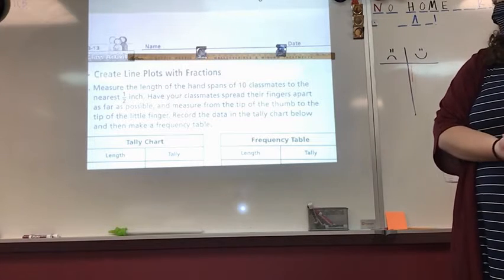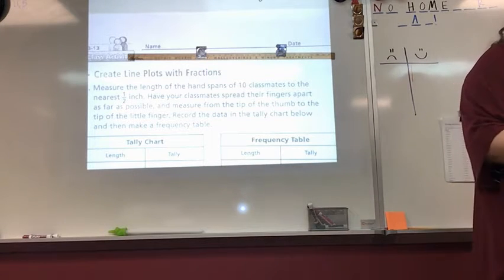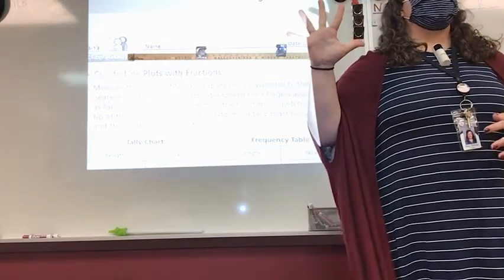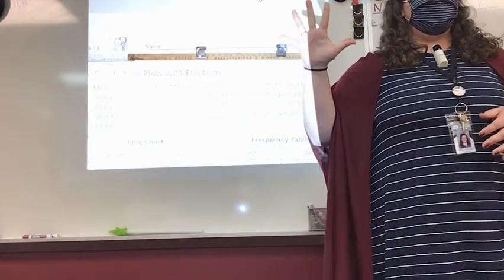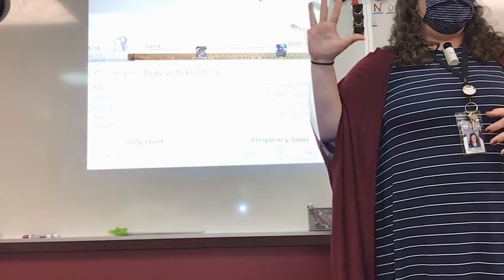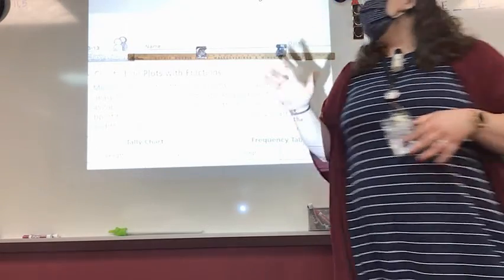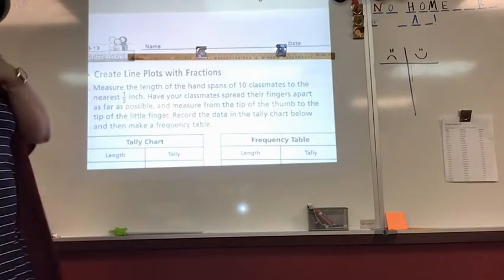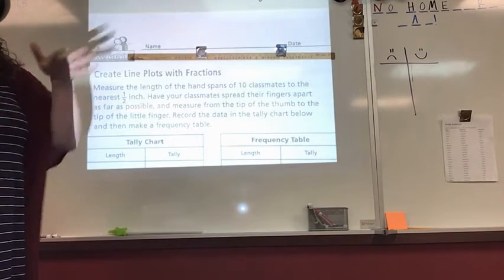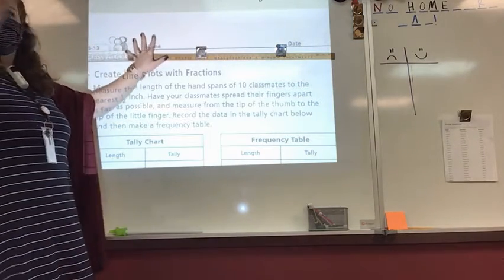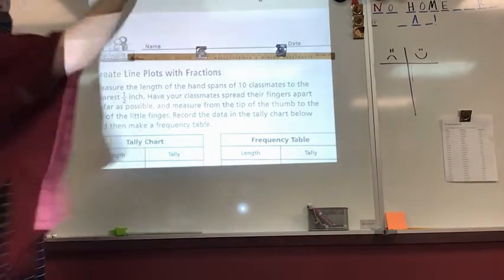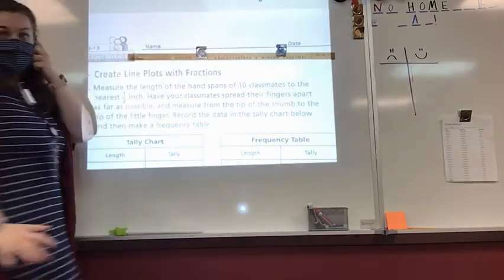Okay. When it says hand span, what it means is when you have your hand up and your fingers are stretched out, pinky to thumb. What are you measuring? Pinky to thumb. So you would line that up with a 0 on a ruler. Personally, if you're right-handed, I would measure your left hand so that you can hold it and mark with your right hand. If you're left-handed, I would measure your right hand so that you can mark it with the hand that you write with.